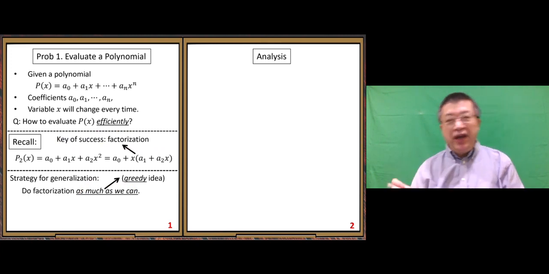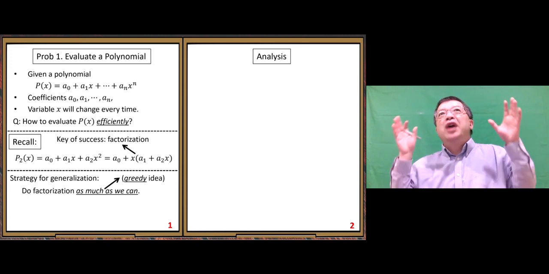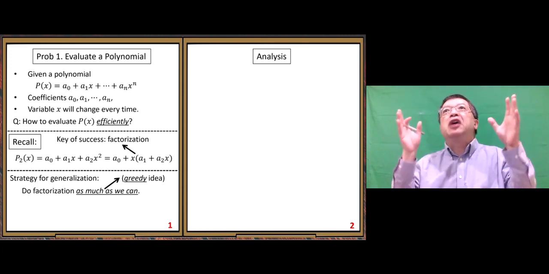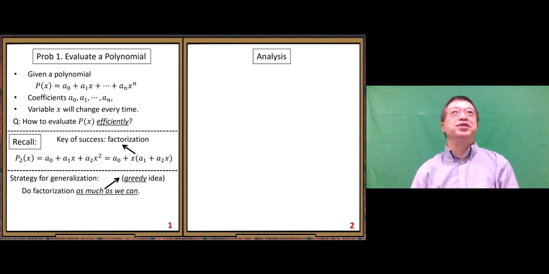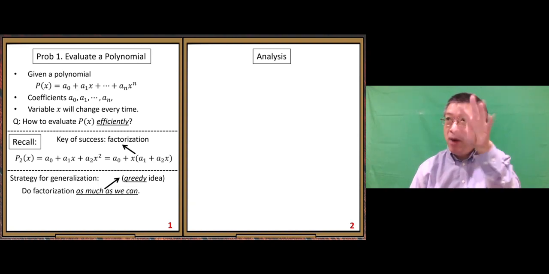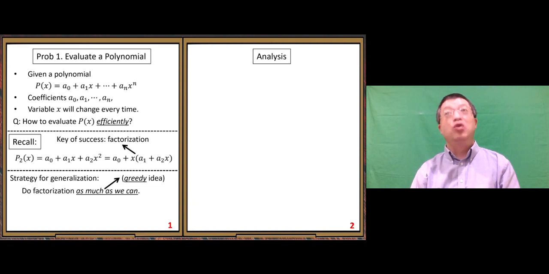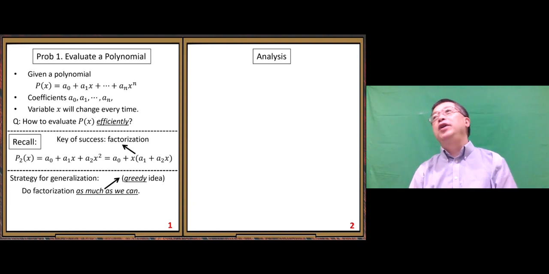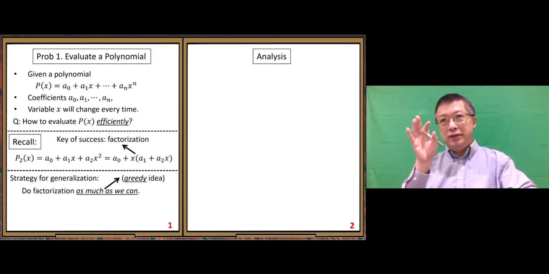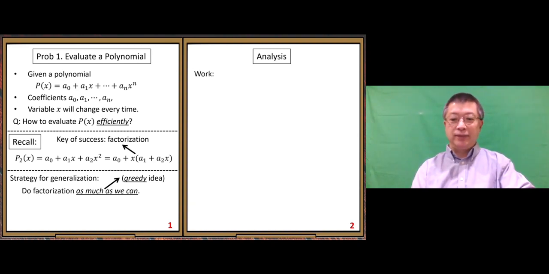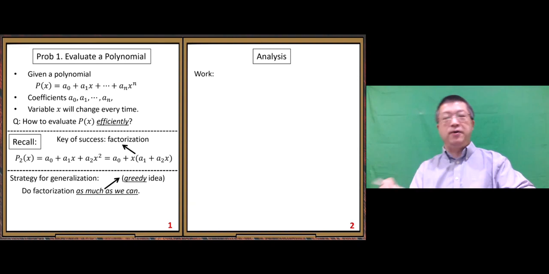How to do that? Here, more specifically, we try to use factorization as much as we can. We try to use factorization, the key part of our technique, as much as we can. That's the greedy meaning here. That's the specific greedy meaning in this question. All right, next we will do it. Let's do our work here.